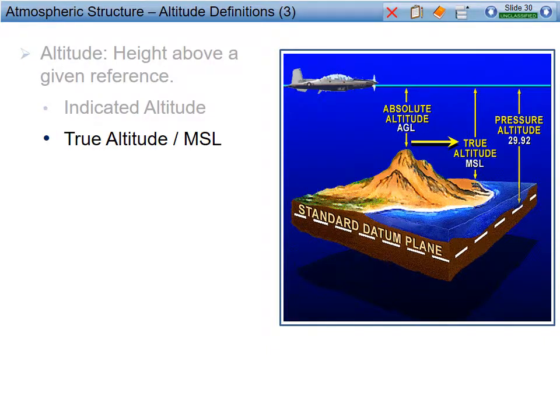True altitude, also given in mean sea level, is the actual distance you are from mean sea level. And the mean sea level is the same, although there may be terrain between you and mean sea level.